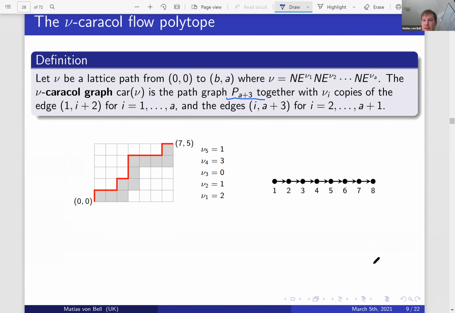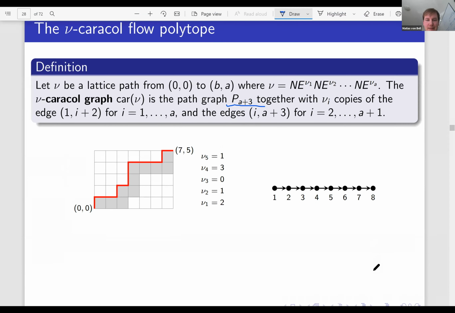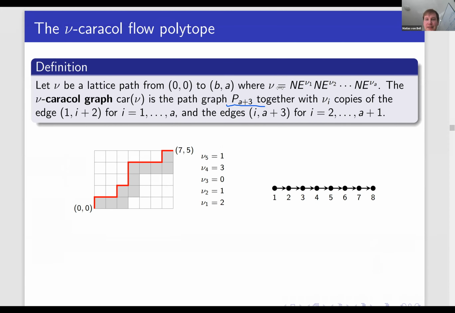Is there a question in the chat? Yeah, caracol is snail in Spanish, and so you'll see soon why it's called that as I build this.